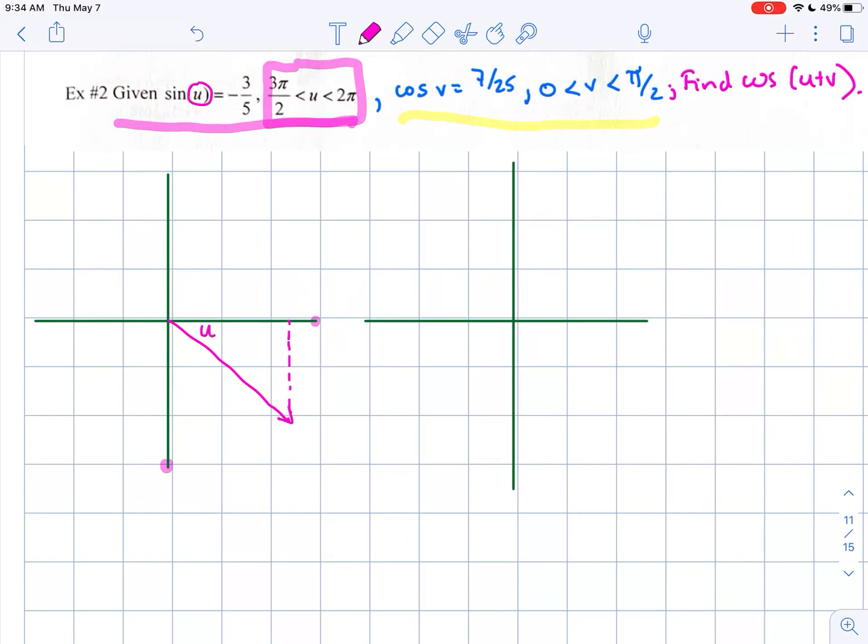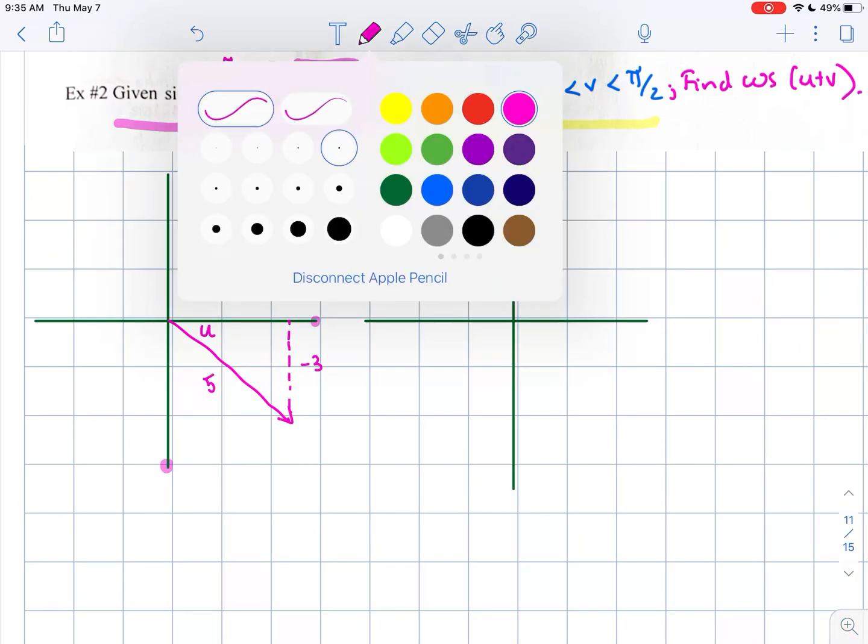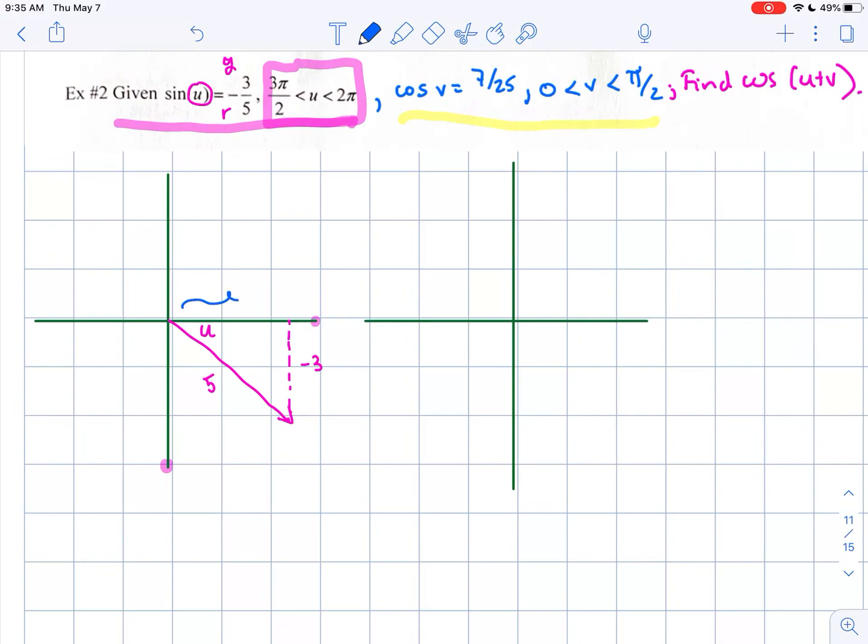So U, and then they're telling me that sine is Y over R. So we have negative 3 for the Y coordinate and then 5 for the radius. And so if I were to figure out the rest of the information, which I'll go ahead and do in blue, my X coordinate is positive 4, Pythagorean theorem, or 3, 4, 5 triangle. And so that's as much as I can do with that information. Now I'm going to move on to V.